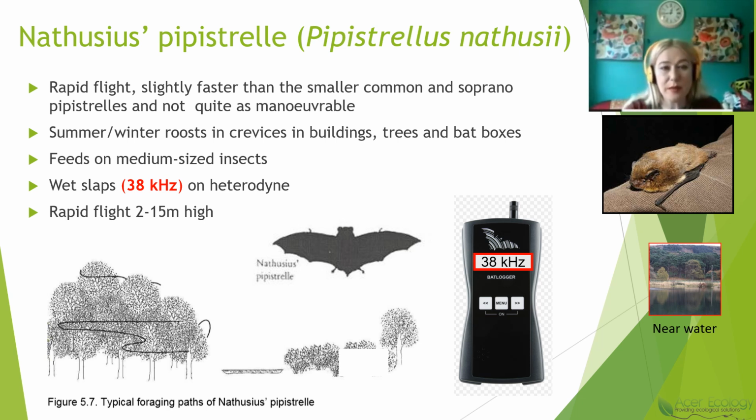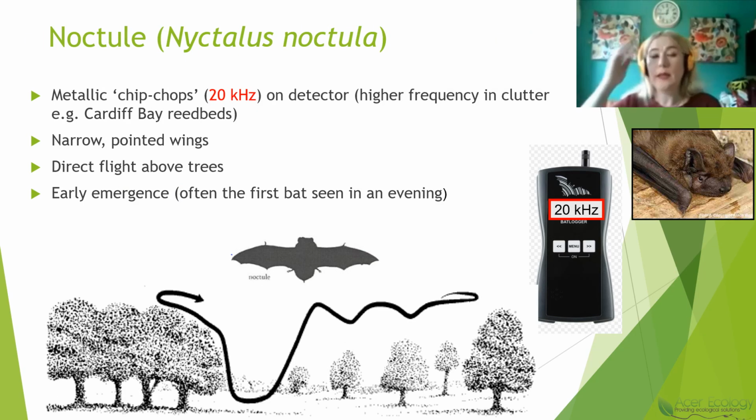So a similar noise. And they mainly forage around water bodies. So if you happen to be next to a water body, you've got more chance of hearing them. Next, the noctule. Noctules are often the first bats to emerge in the evening, so you'll probably hear this before you hear any other bat species.